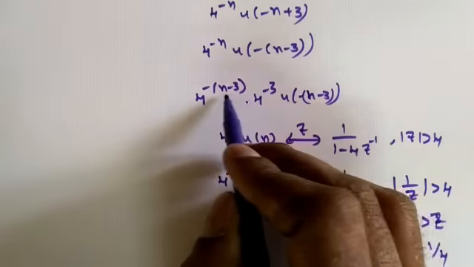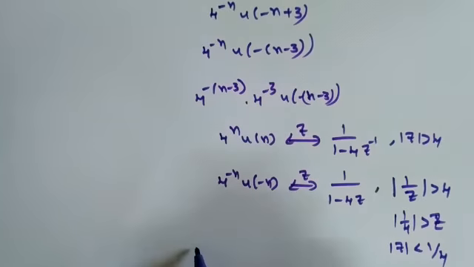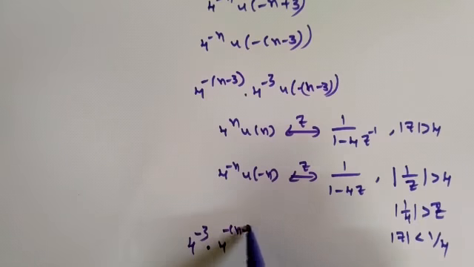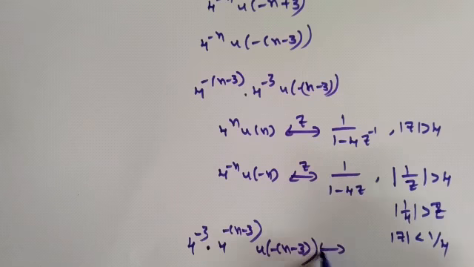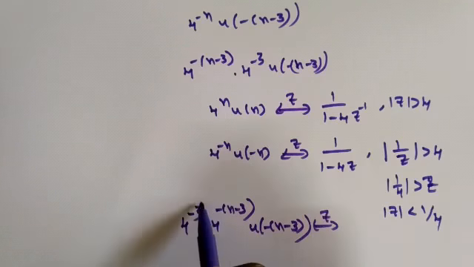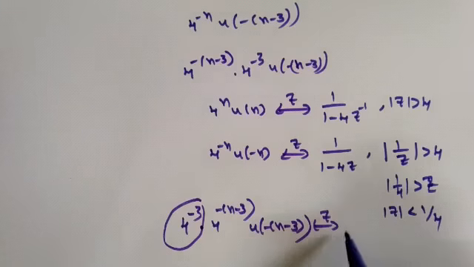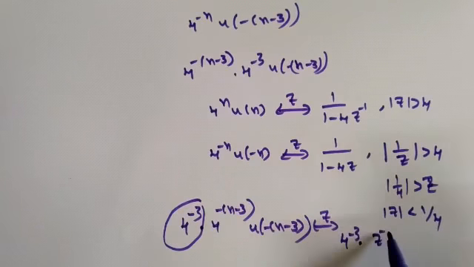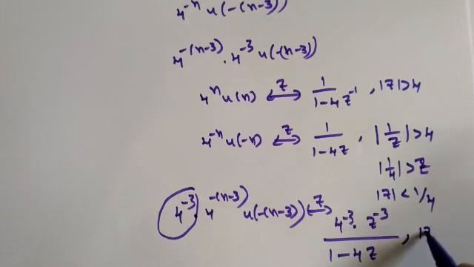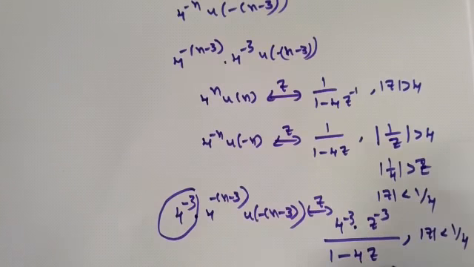Then what we need to do? Just time shift. So when we do the time shift, we should add 4 power minus 3 into 4 power minus of n minus 3 u of minus of n minus 3. So what is the z transform? We need to multiply with this constant, so it will become 4 power minus 3 into shifting means z power minus n naught. So here z power minus 3 by 1 minus 4 z. Right? So what is the ROC? Mod z is less than 1 by 4.